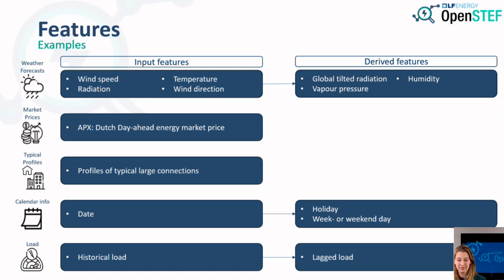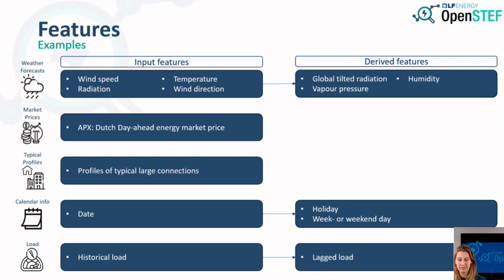And then the date you provide with the timestamps, OpenStef will derive from this whether the date you want to predict is a holiday or a weekday or a weekend day, as power usage usually changes between those types of days. And then finally, you provide the historical load, and then OpenStef will derive the lagged load from this.